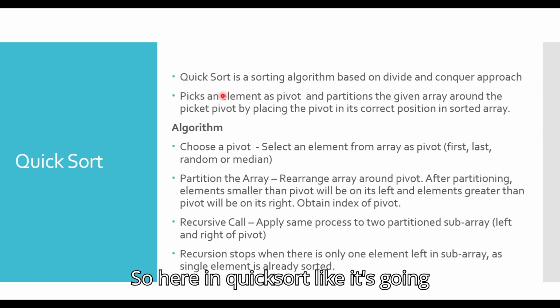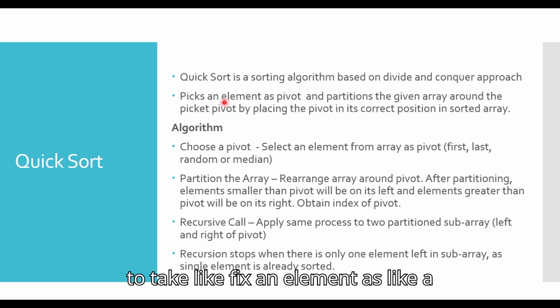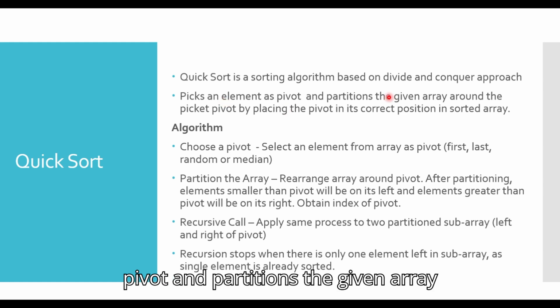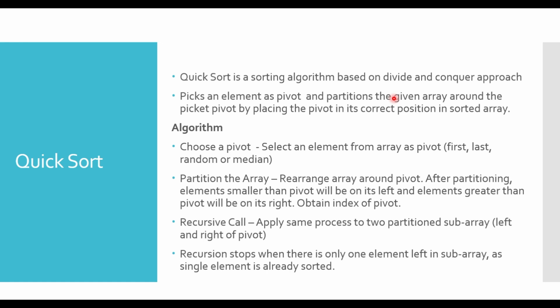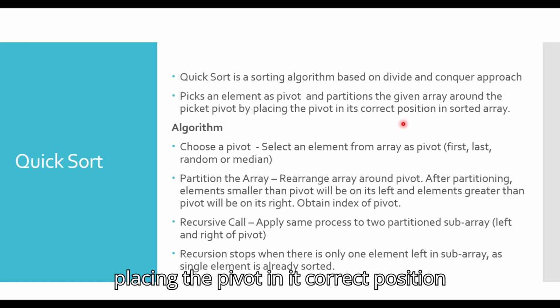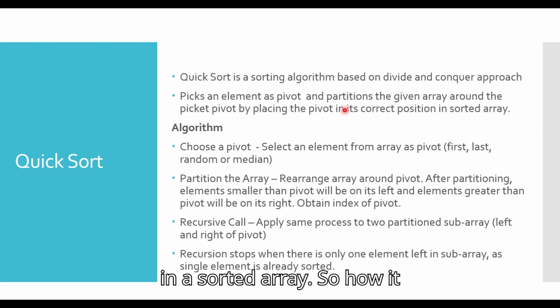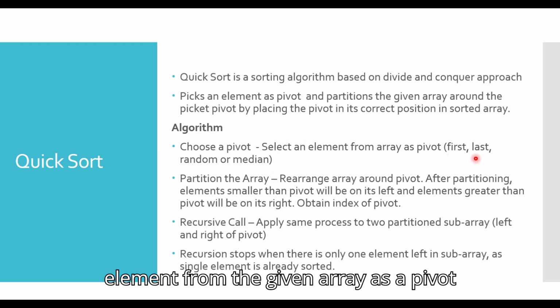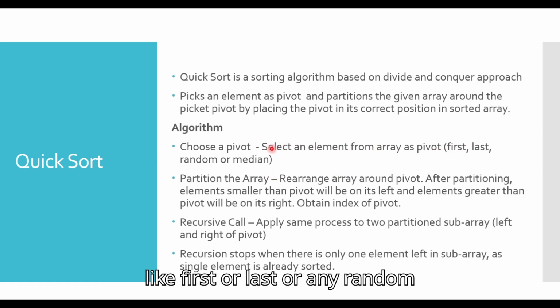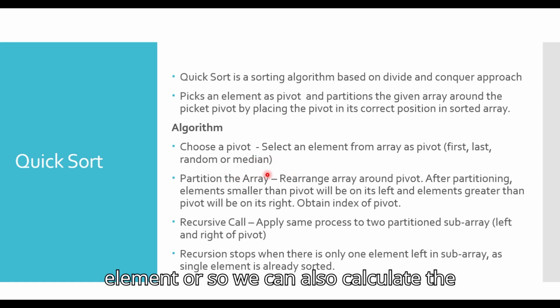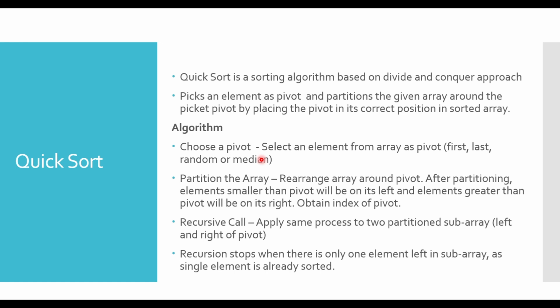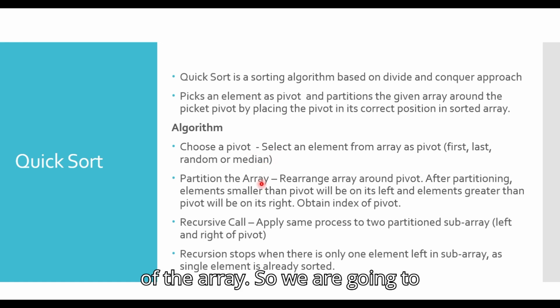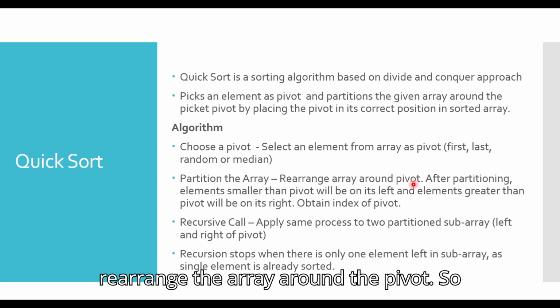In Quicksort, it picks an element as a pivot and partitions the given array around the picked pivot by placing the pivot in its correct position in a sorted array. So how it works: we select an element from the given array as a pivot, like the first or last or any random element, or we can also take the median of the array. Then we rearrange the array around the pivot.